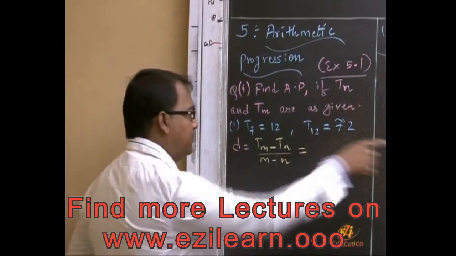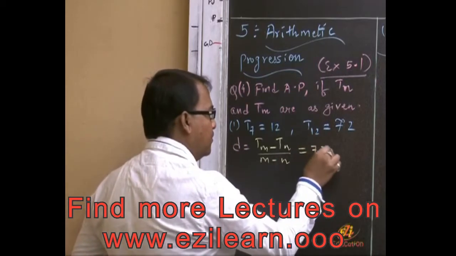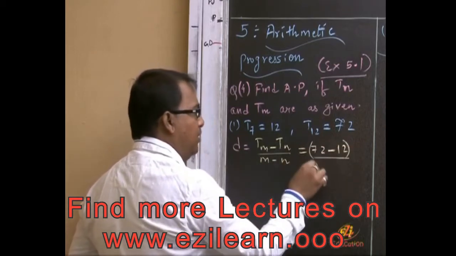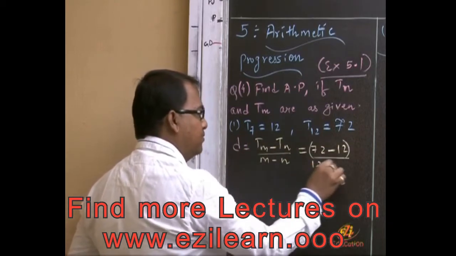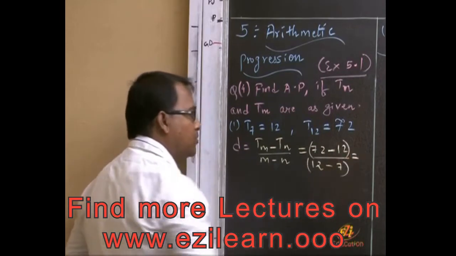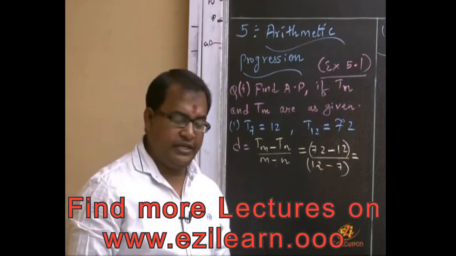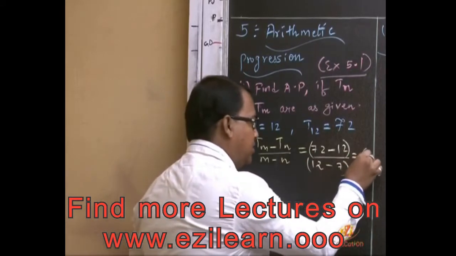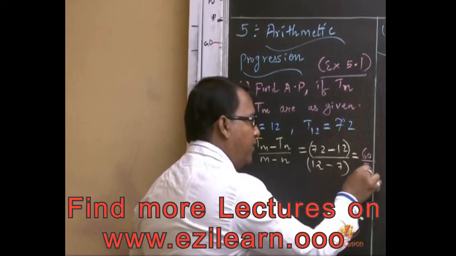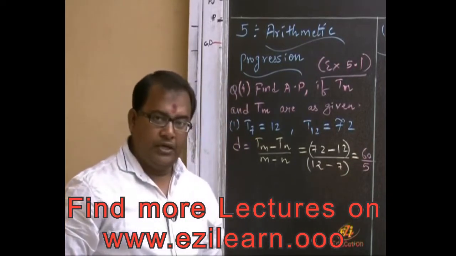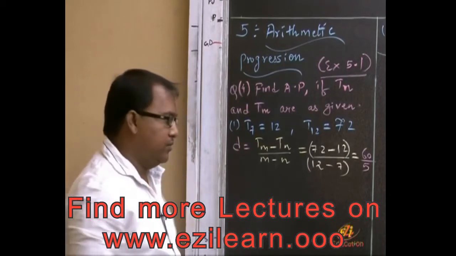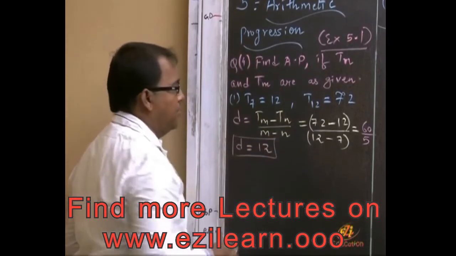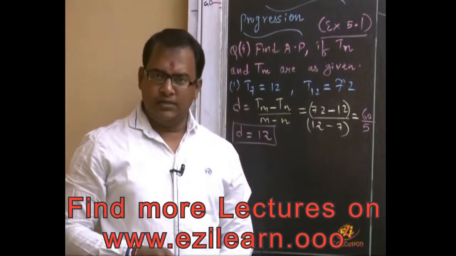That is Tm, tell me Tm: 72 minus 12, upon m minus n. m is 12, n is 7. So it's 60 upon 5. So D is 60 upon 5, which means 12. D is 12. Is that the final thing which we need?